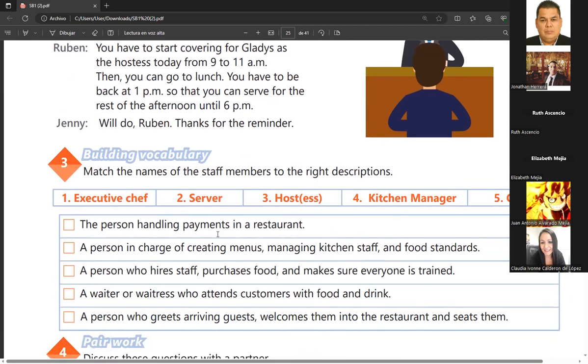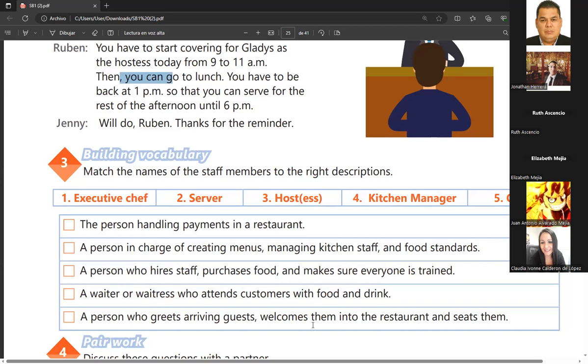Okay. Build vocabulary. Match the name of the staff member to the right description. As you can see, there is the vocabulary of exercise 3, and we have to place the number to which the description of each word corresponds. We have executive chef, server, host, hostess, kitchen manager, and cashier.